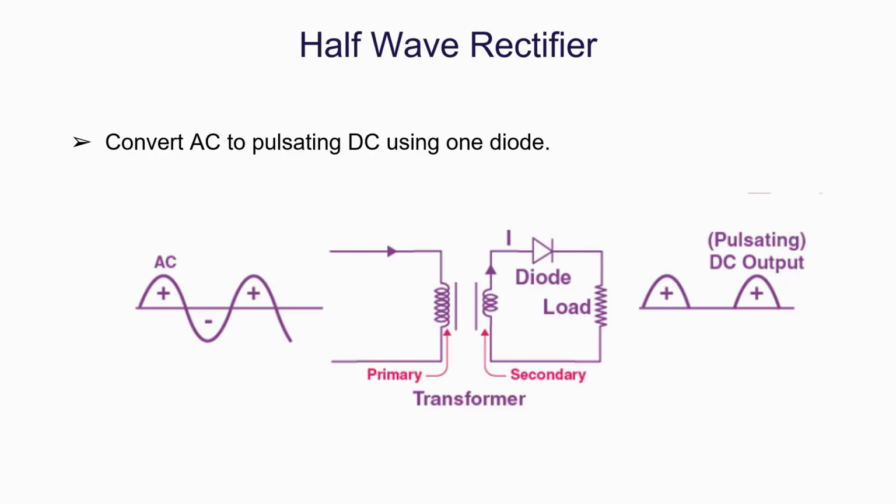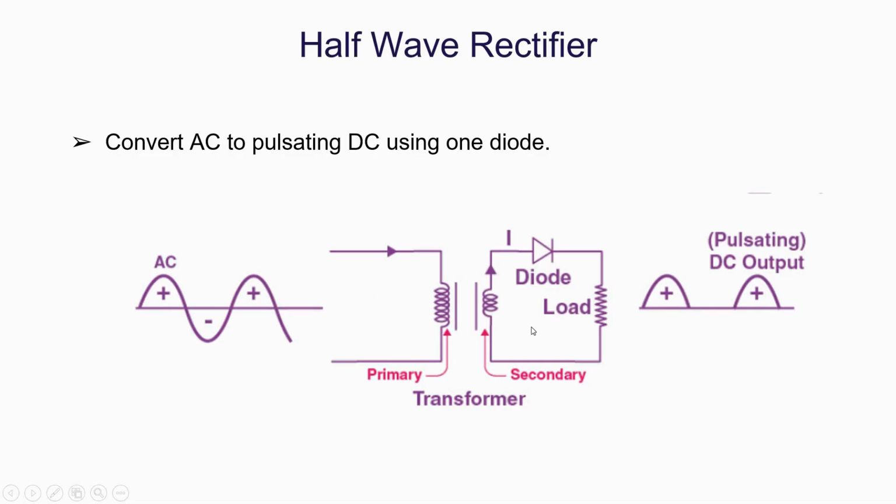And this is the half-wave rectifier circuit. On the input side, we are connecting an AC source, and on the output side we are receiving the DC output, which is pulsating in nature, and in between we are using the transformer to step down the high voltage to the low voltage.